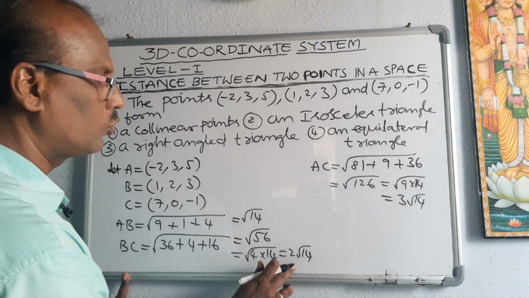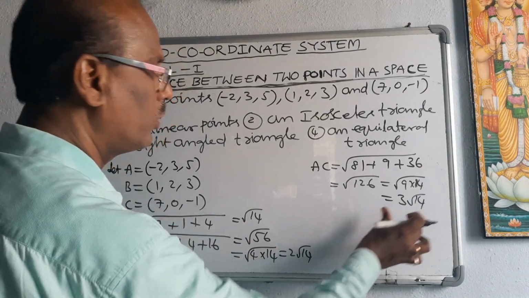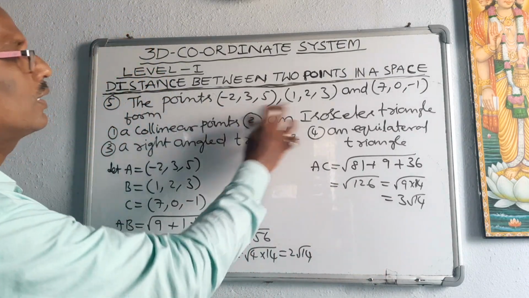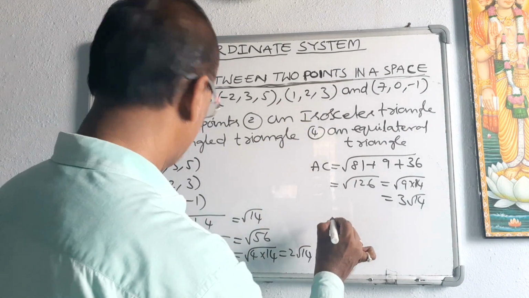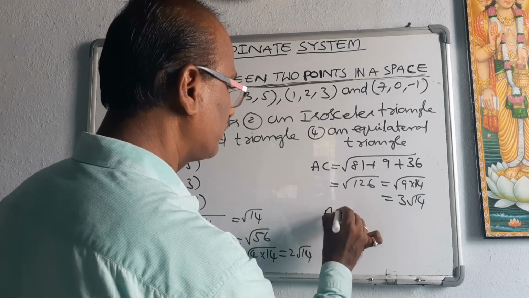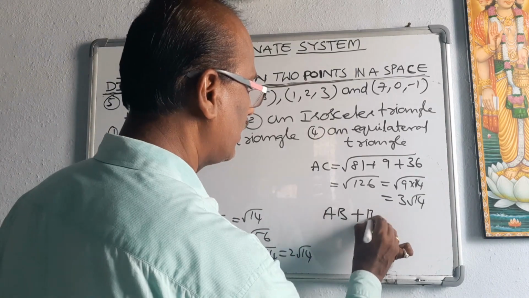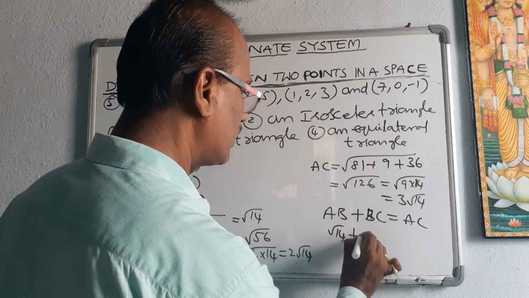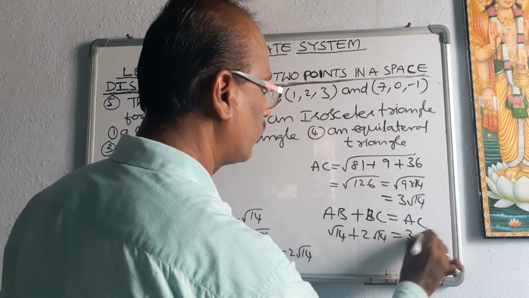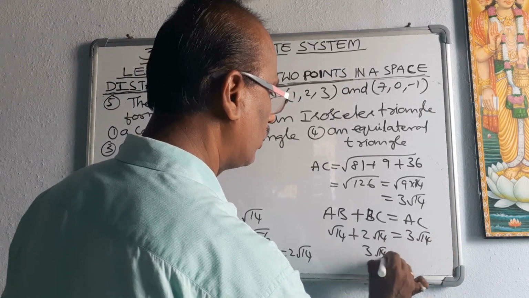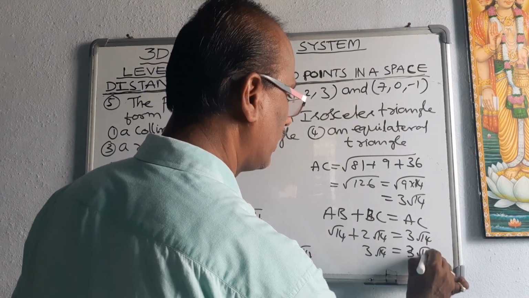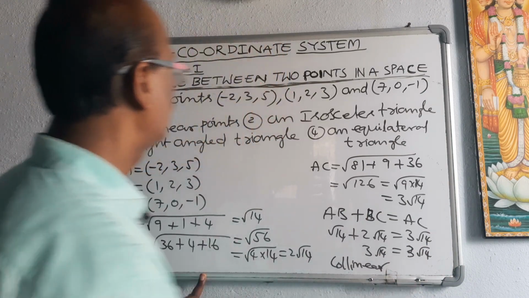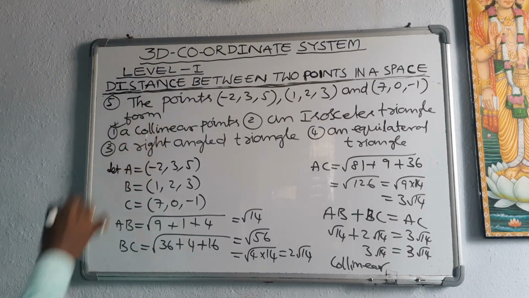To observe that: root 14 plus 2 root 14 is equal to 3 root 14. The sum of two sides is equal to the third one, then the points are collinear. Here AB plus BC is equal to AC. Root 14 plus 2 root 14 is equal to 3 root 14. Your answer is collinear. The given points are collinear. The first one is the correct option.